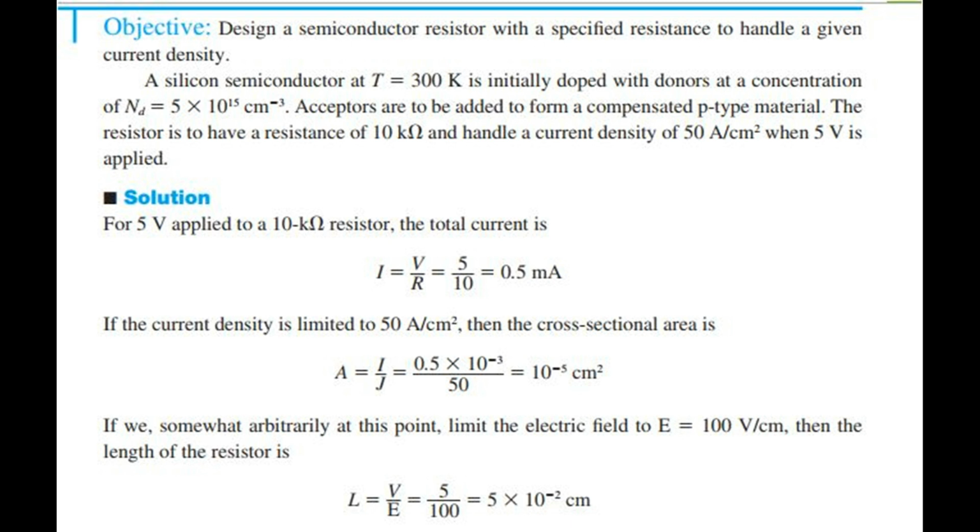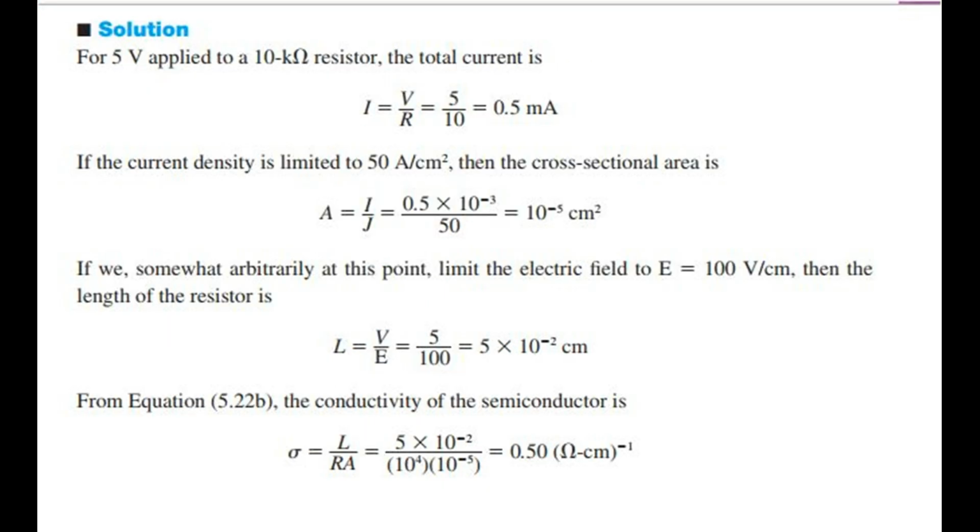If the current density is limited to 50 amperes per square centimeter, then the cross-sectional area is. If we, somewhat arbitrarily at this point, limit the electric field to E equals 100 volts per centimeter, then the length of the resistor is. From equation 5.22b, the conductivity of the semiconductor is.